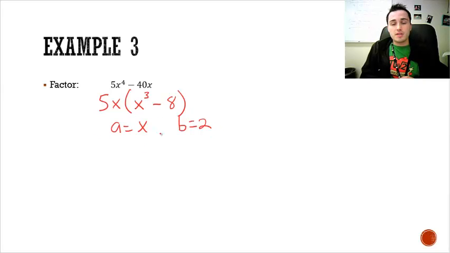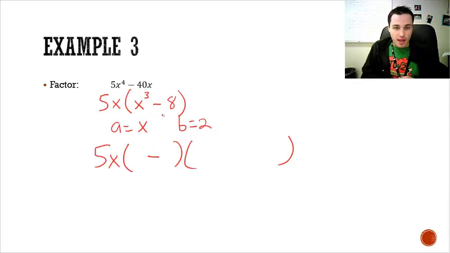Now I'm going to use those things to fill in my gaps. I still have the 5x as my factor up front, but then the rest of it, I'll just fill in the blanks. The first thing should be the same sign in the middle, so that's a minus, and then a minus b, so that's x minus 2. Then my a squared, so that's x squared. The opposite sign, and then multiply a times b, so it's 2 times x, and then always positive, and the last term squared is 4.